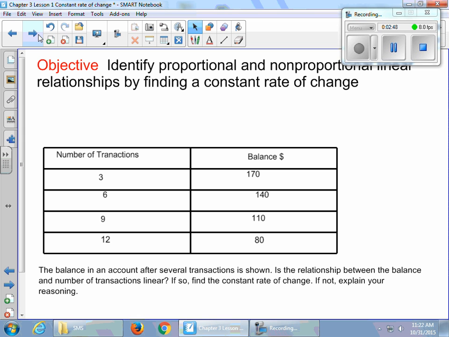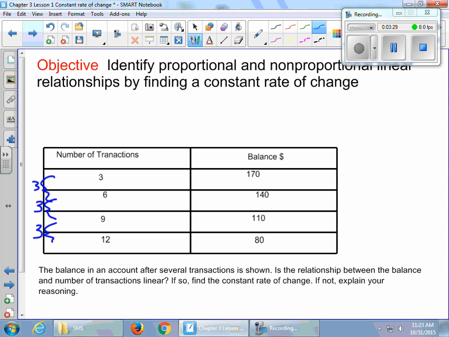Okay, look at an example now. The balance in an account after several transactions is shown. Is the relationship between the balance and the number of transactions linear? If so, find the constant rate of change. If not, explain your reasoning. Okay, once again, let's take a peek. We're going to look at the number of transactions first. We go from 3 to 6, so our change is 3. 6 to 9, once again, our change is 3. From 9 to 12, our change is 3. So our number of transactions had a constant rate of change of 3.